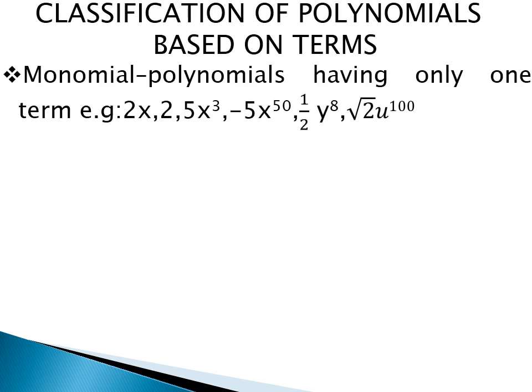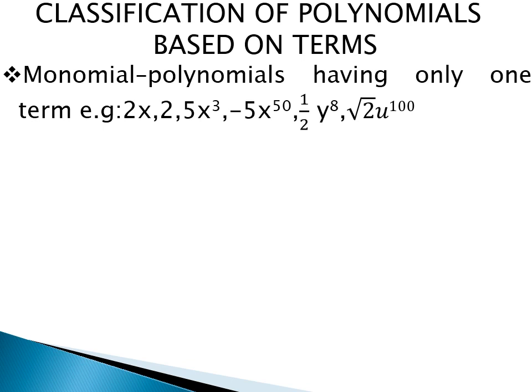Monomial. Polynomials having only one term. See the example, it's very clear to you. Now the first example is 2x, only one term. Again only 2, again it is only one term. Now 5x cube, again only one term. Minus 5, x raised to 50, one term only. 1 by 2, y raised to 8. Again root 2, u raised to 100.